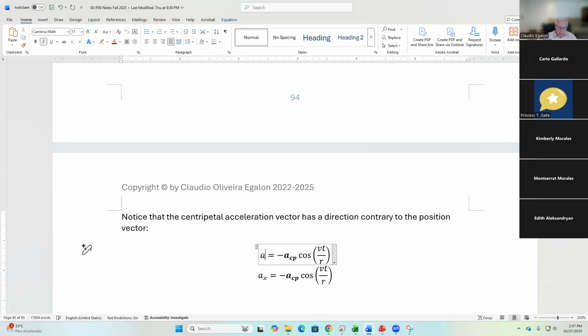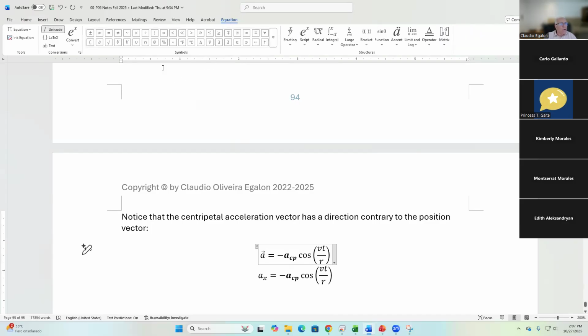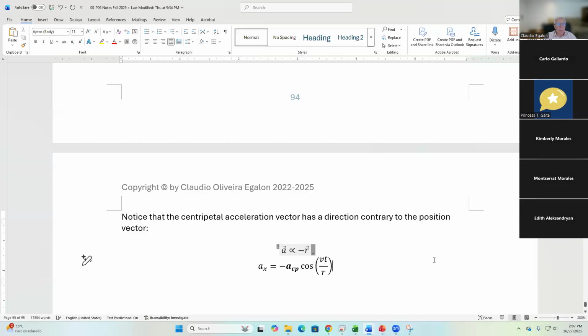Here we go. A vector, okay? It's not going to be equal. It's going to be just proportional to the position vector, but let's not forget it's going to be proportional to the negative of the position vector. Okay? That's what that drawing is telling us.